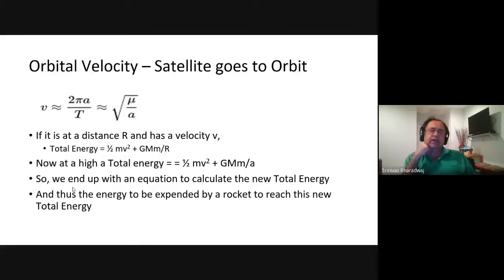That is also equal to root of GM by a, where a is the distance from the center of the Earth. Root of GM by r is the orbital velocity. Thus, we end up with an equation to calculate the new total. So the total energy is half mv square minus GMm by a. That's the total energy a rocket needs to reach this new orbit.